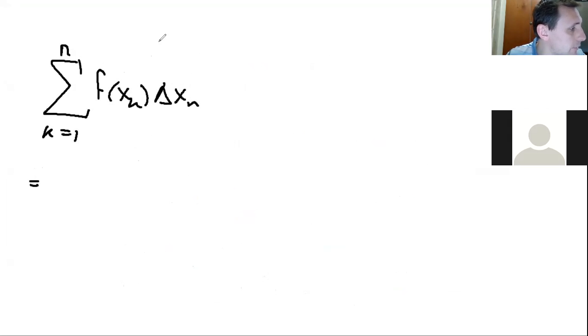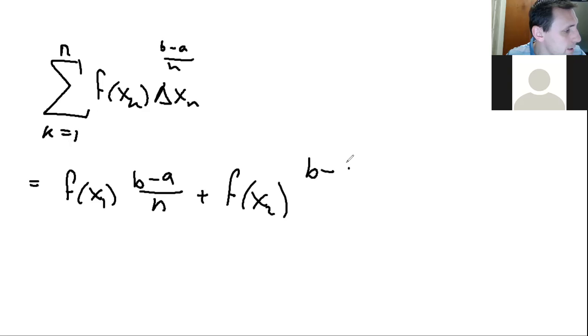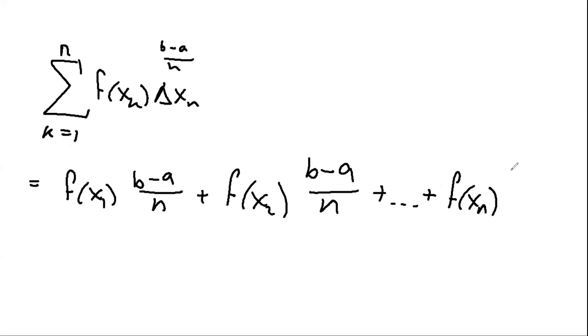So delta xn, if the interval is from a to b, it's b minus a divided by n. So this tells me to do this: f of x1 times b minus a over n plus f of x2 times b minus a divided by n, and onwards, all the way to f of xn times b minus a divided by n. That's what that formula is saying. Are you following me, guys?